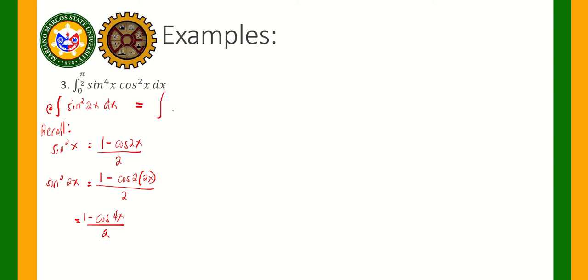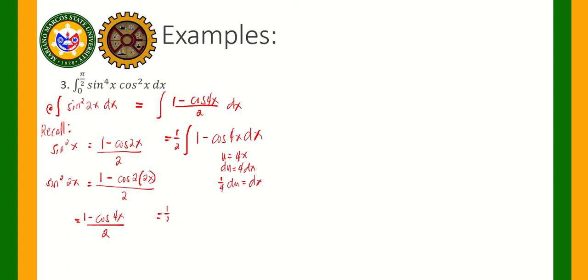So this is equal to the integral of 1 minus cosine 4x all over 2 dx. Isolate natin si constant. That will be 1 half times the integral of 1 minus cosine 4x dx. Okay, so separately natin silang i-integrate. So this will be equal to 1 half times the integral of dx minus, okay, mag-let u muna tayo. So let u be equal to 4x. du is equal to 4 dx. Then 1/4 du is equal to dx.